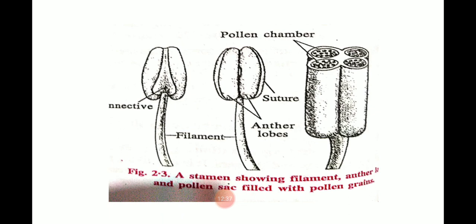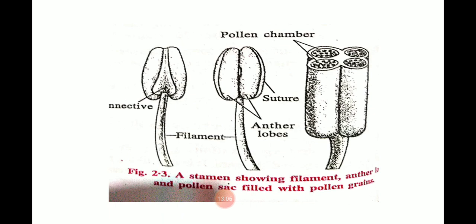There are four chambers which are interconnected to each other with the help of a structure known as the connective. In different flowers, different types of pollen stamen structures are found. Sometimes they are bilobed or sometimes they have more than two lobes. Therefore, there can be different types of stamens.